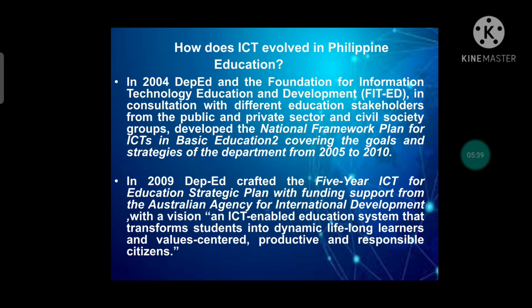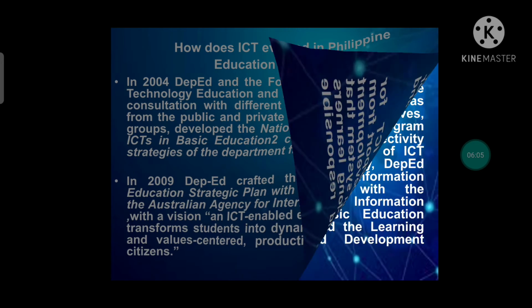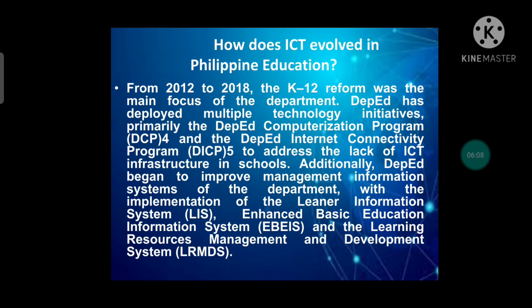In 2009, DepEd crafted a 5-year ICT for Education strategic plan with funding support from the Australian Agency for International Development, with a vision: an ICT-enabled education system that transforms students into dynamic, lifelong learners and value-centered, productive, and responsible citizens. From 2012 to 2018, the K-12 reform was the main focus of the department.